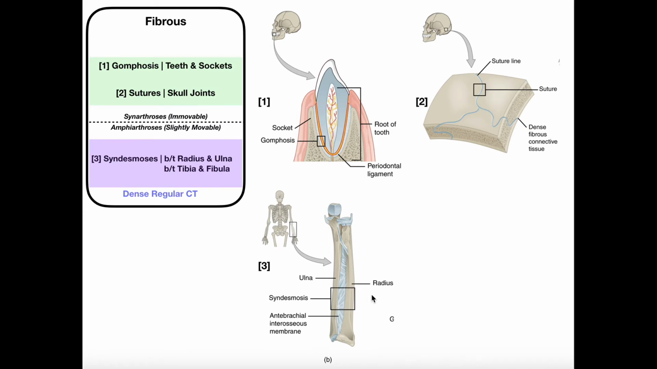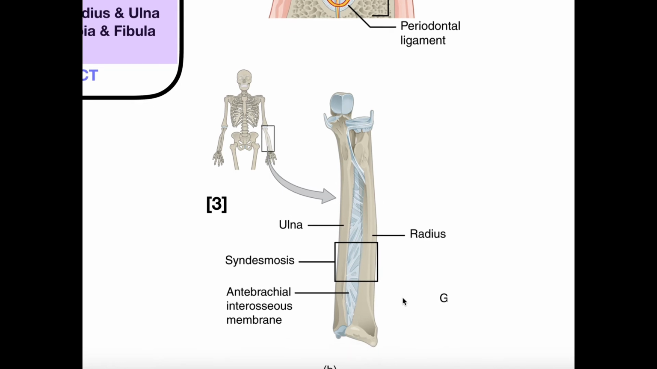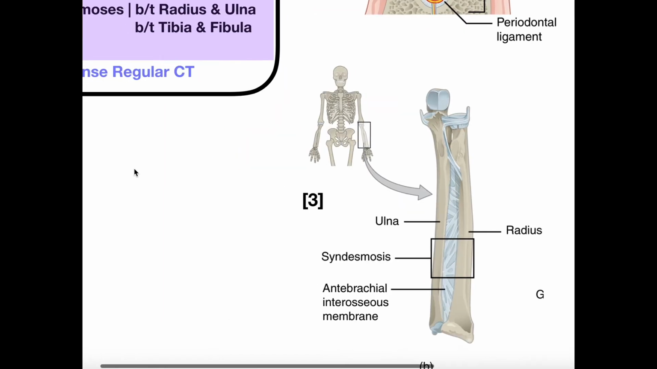And what we see here is actually this membrane, I'm going to zoom in a little bit, a membrane that's actually between both of these bones. So we have what's called an interosseous membrane, which is basically a bundle of dense regular connective tissue that joins the ulna and the radius. And we would also see an interosseous membrane between the tibia and the fibula.